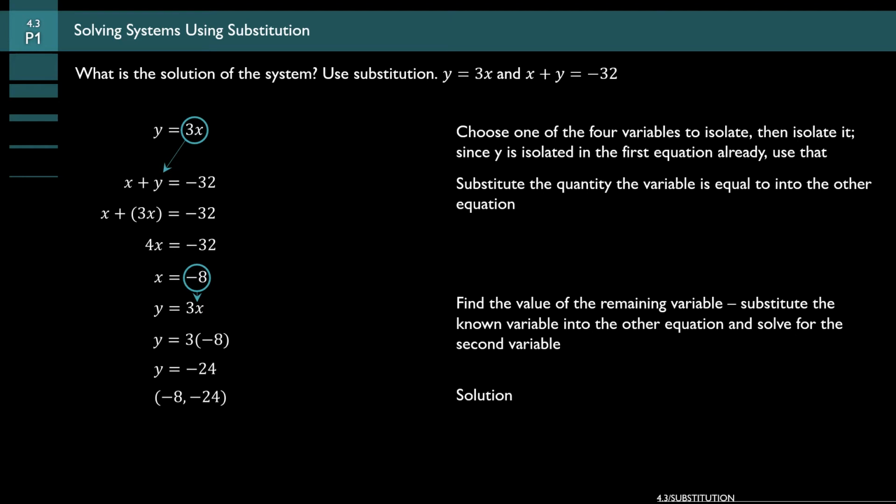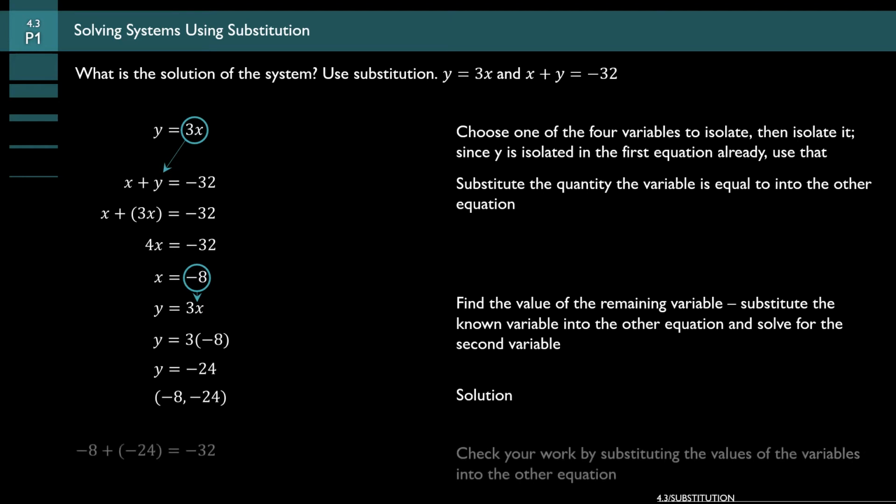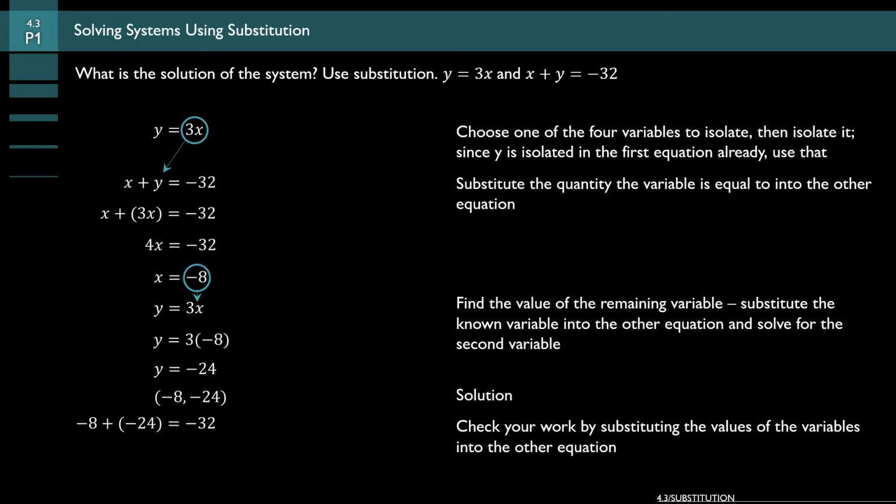We do want to go back and check and see if we've done our work correctly. So we're just going to substitute those values in to the other equation now. So we're going to go back to x plus y equals negative 32. We're going to plug in negative 8 for x and negative 24 for y. Negative 8 plus negative 24 is negative 32. Negative 32 equals negative 32. So we know that we've got the correct solution.